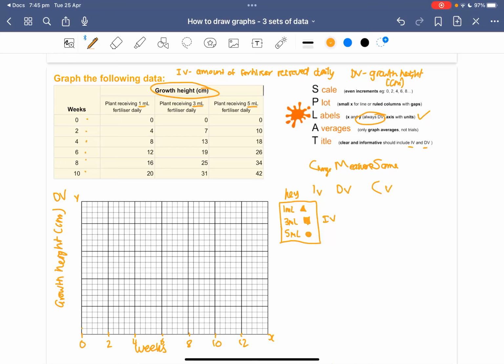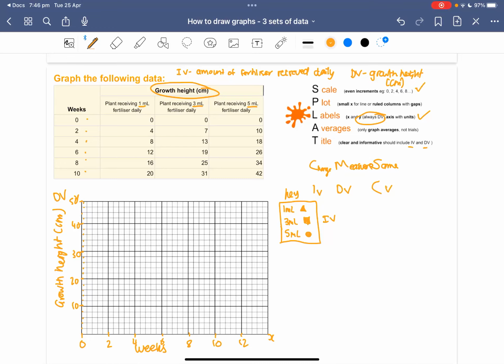So I can go 2, 4, 6, 8, 10, and repeat that for each block of five boxes, until the last one reaches 10. All right, so now that I've done that, I've got my 2 scales done.